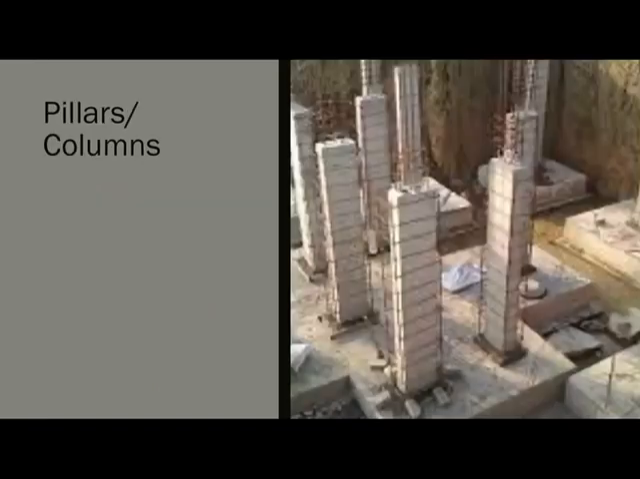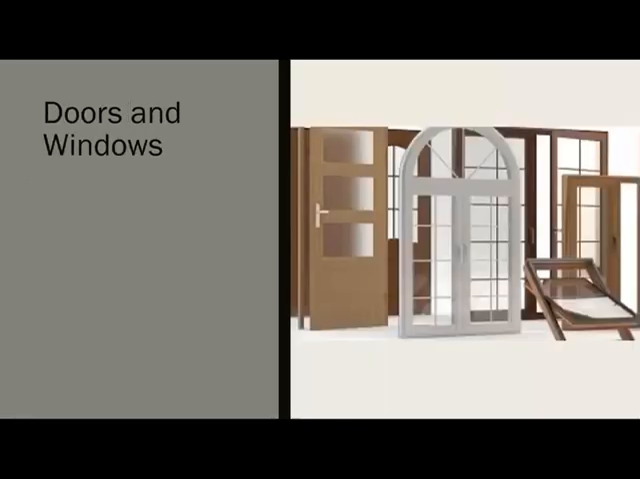Now for pillars and columns, again you take the volume of RCC, you take the length into breadth into height of the column. Doors and windows are taken in numbers, as in you have, let's say, a door of D1 size, you have 6 of them, or D2 size, you have 8 of them. So you take doors and windows in numbers.